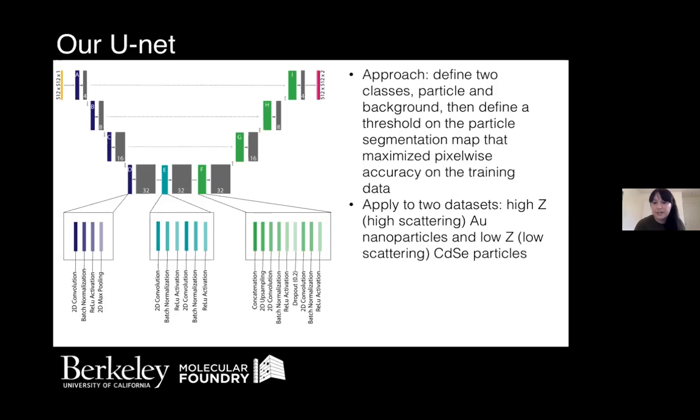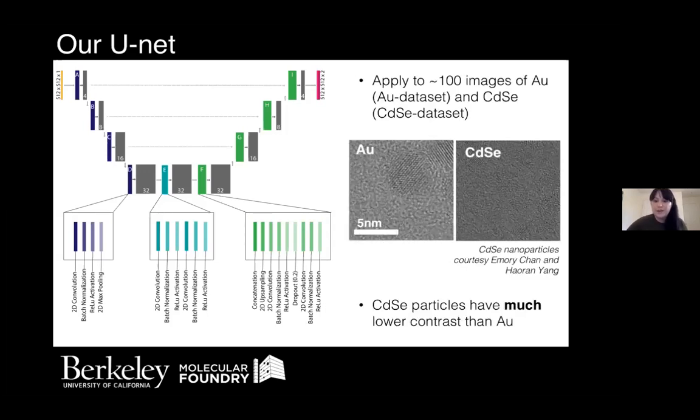We applied this to two data sets: a very high Z, high atomic number nanoparticle, which is gold, and a low Z hard example case, which was cadmium selenide particles. These are representative images of the two. If you're not a trained microscopist, you're probably finding it very difficult to see the CdSe nanoparticles at all. So here's a contrast boosted image with some labeled so you can see them by eye. These are our two cases that we wanted to test in our evaluation of this approach.